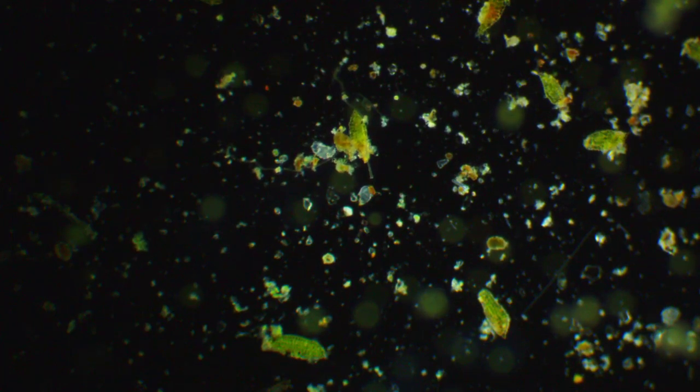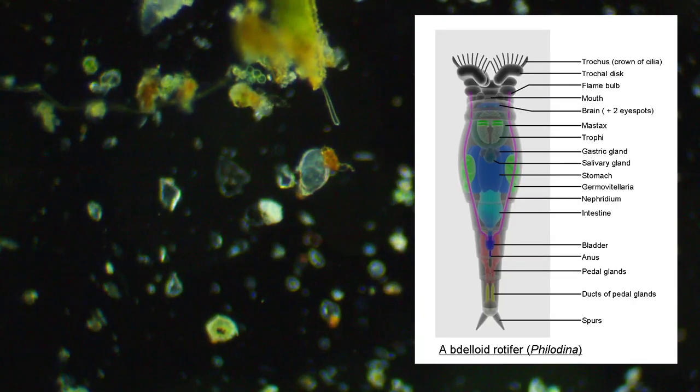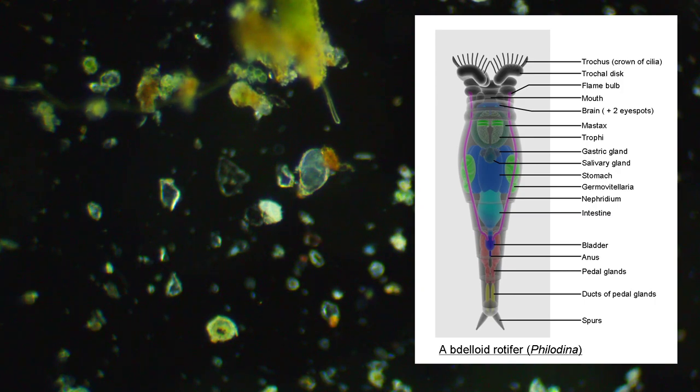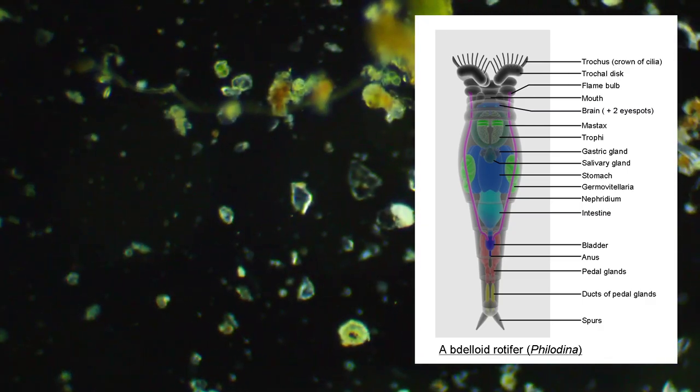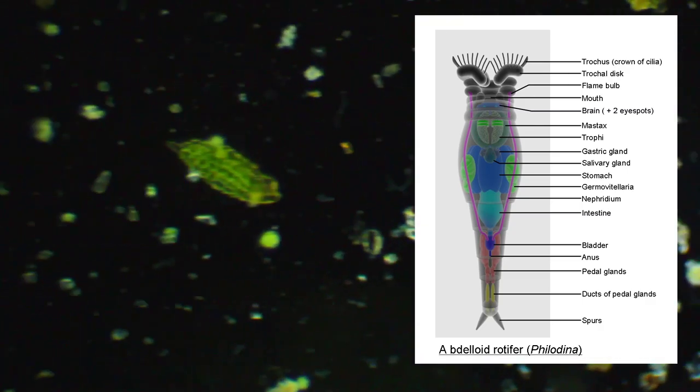Another rotifer. And there's something in the center here that's just staying there. I don't know what that is. Oh, the rotifer image. I have it right here. There it is. These are the normal type of rotifers that we find. And there's two types, but this is the most common one.